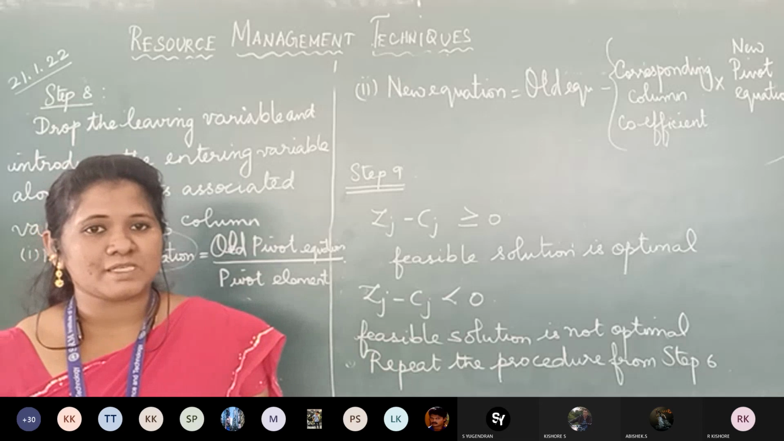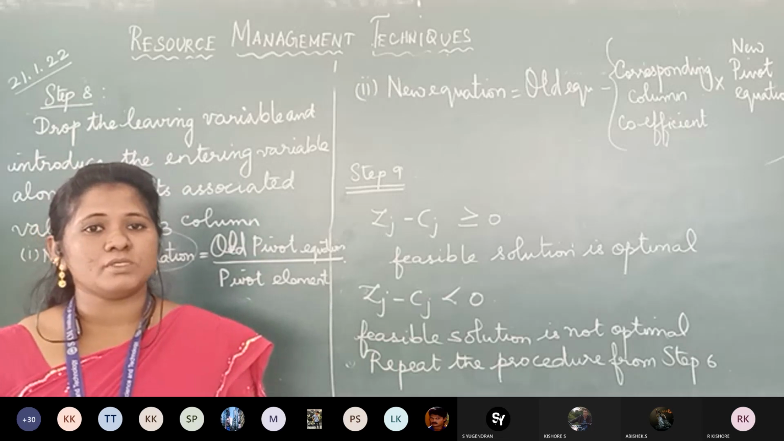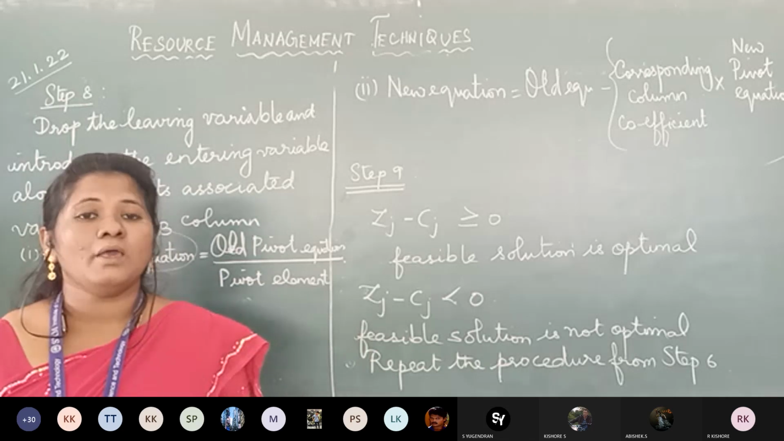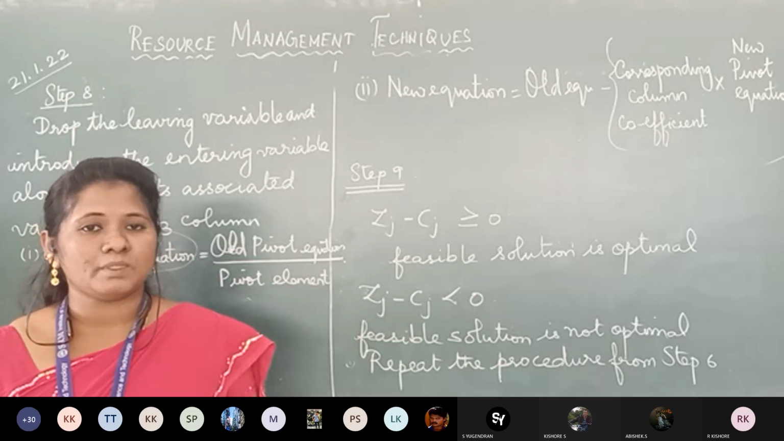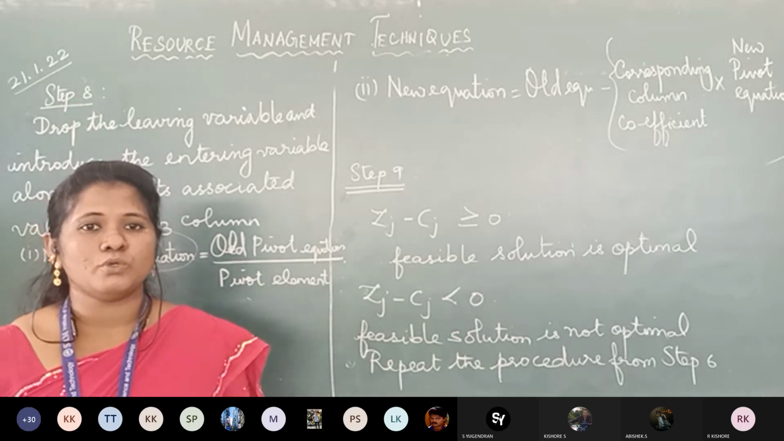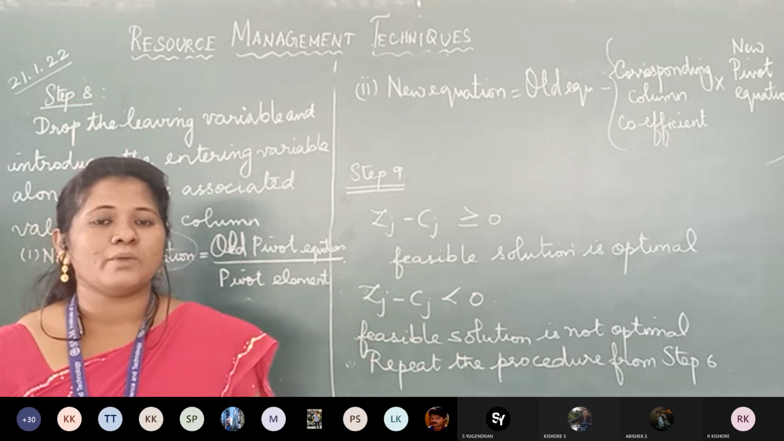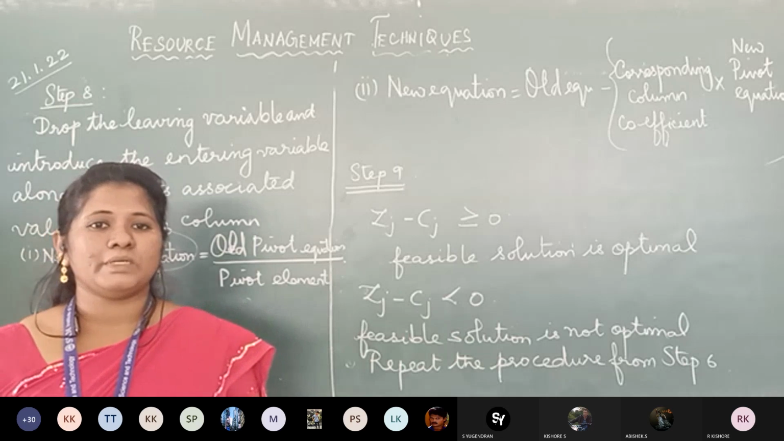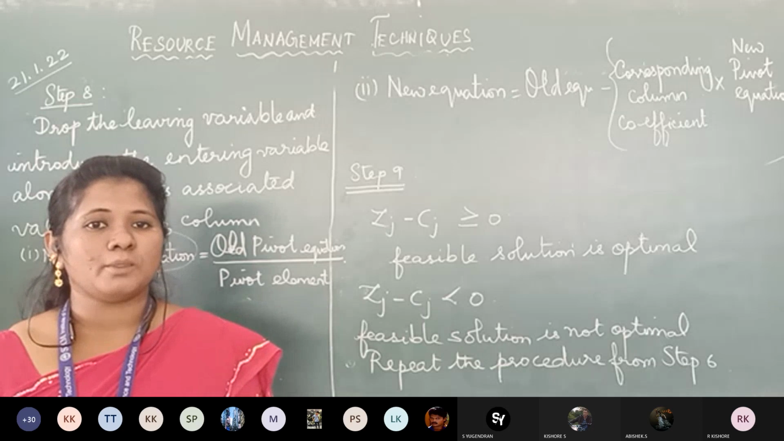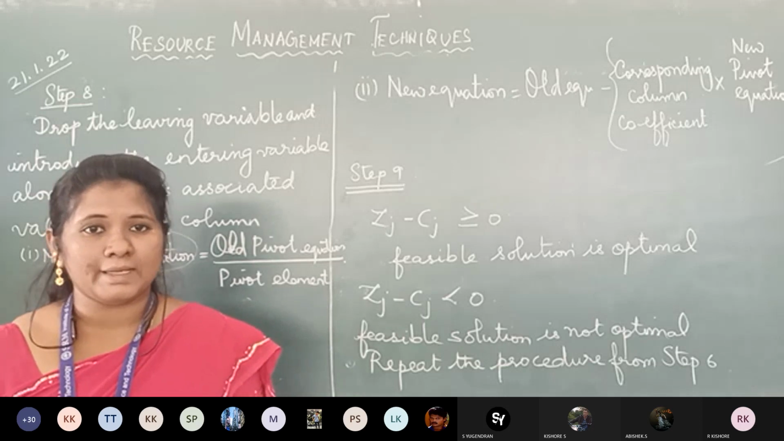Okay. Next, step 7. How you'll have to find out is you have to find out your theta. That is your ratio you'll have to find. Your ratio is equal to your minimum value you have to see. Whichever is your minimum value, that row you will take. So that row is your pivot row or your key row or your pivot equation. The intersecting point of your pivot column and your pivot row will become your pivot element.